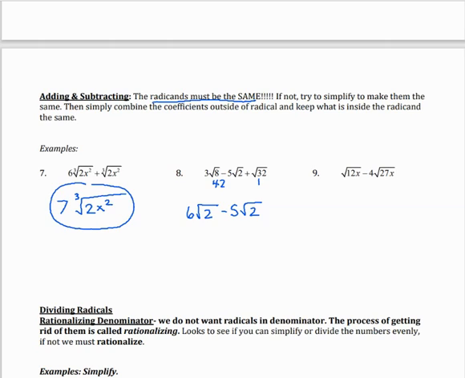And 32 is 16 times 2. So the square root of 16 is 4, and we have our root 2 left over. Now we have all like radicands, so we can actually put these together. 6 minus 5 is 1, and then 1 plus 4 is 5. So we have 5 square roots of 2. You try number 9.